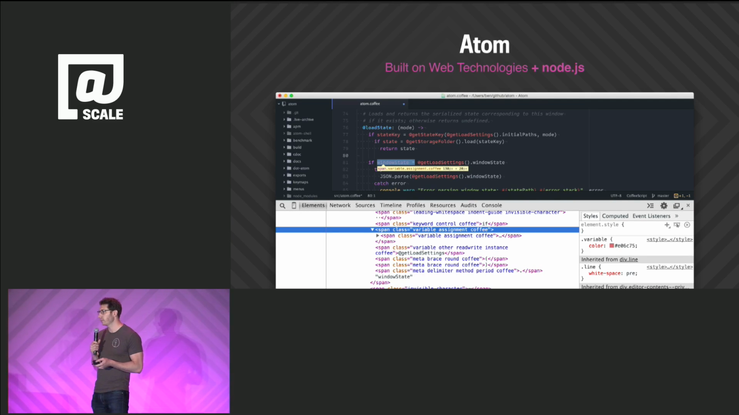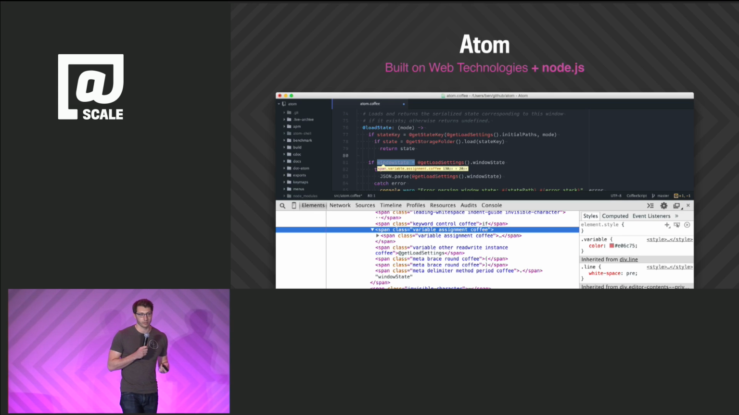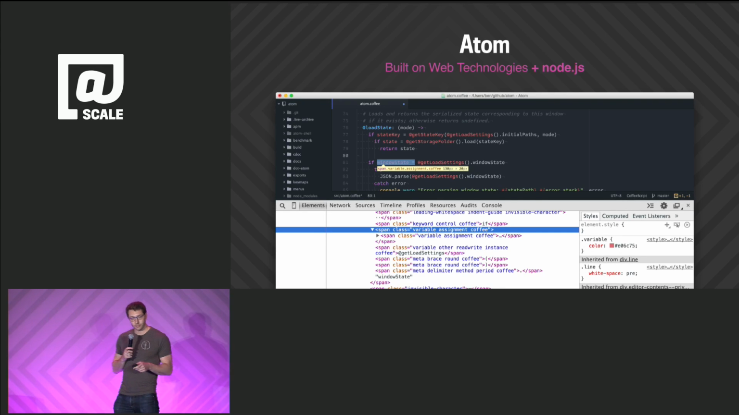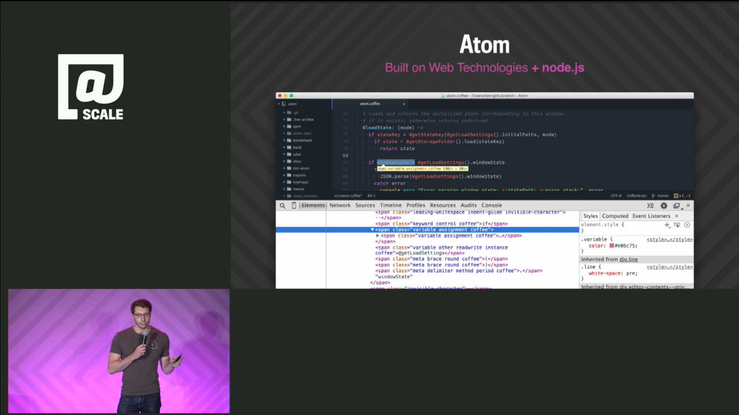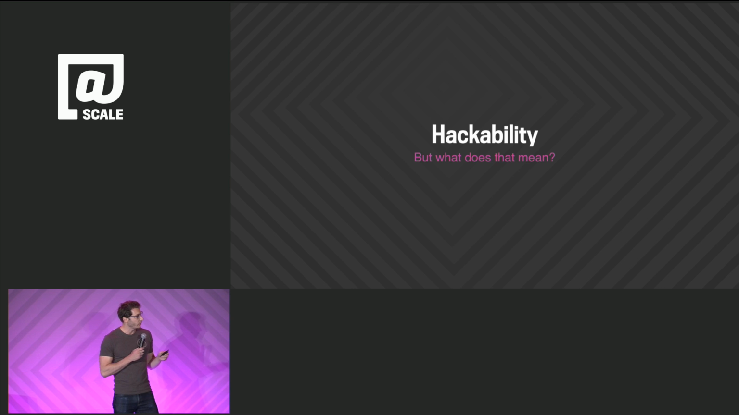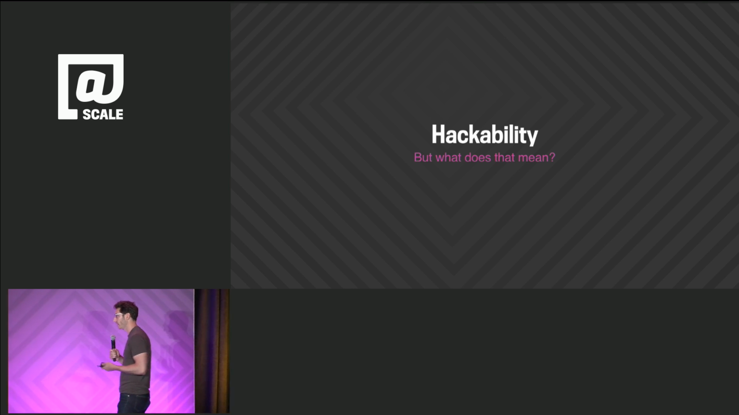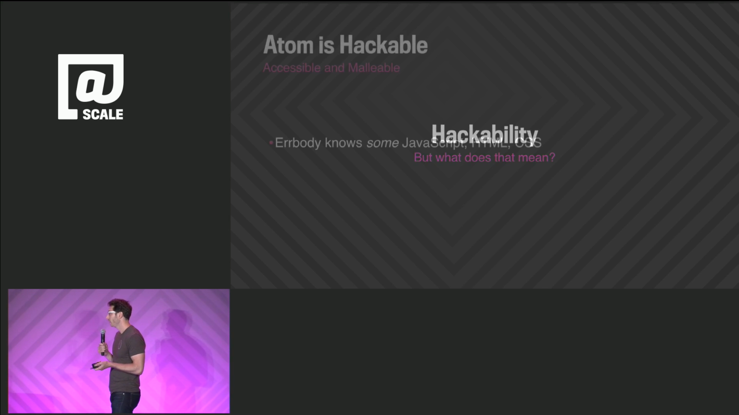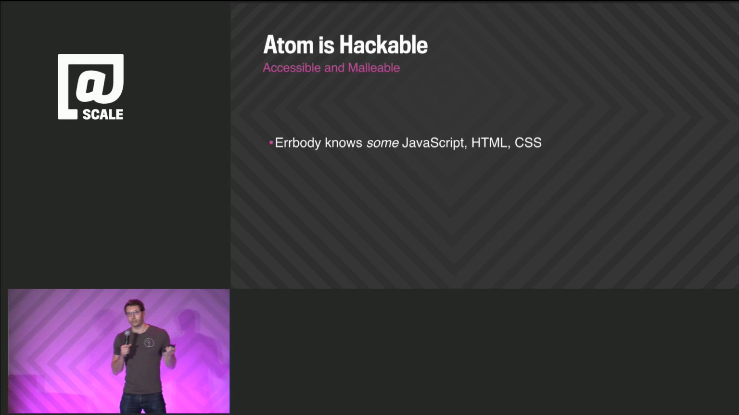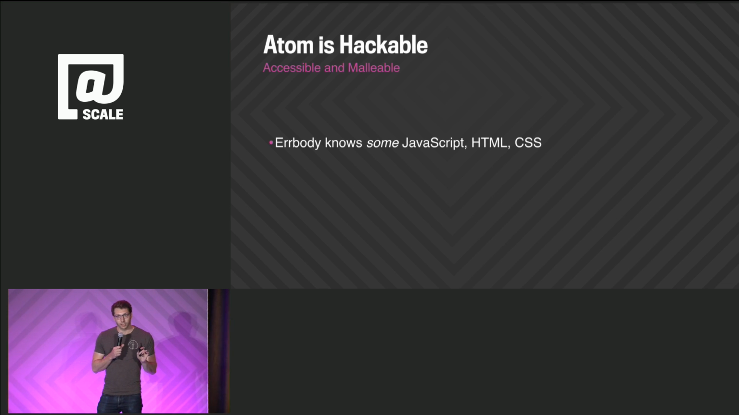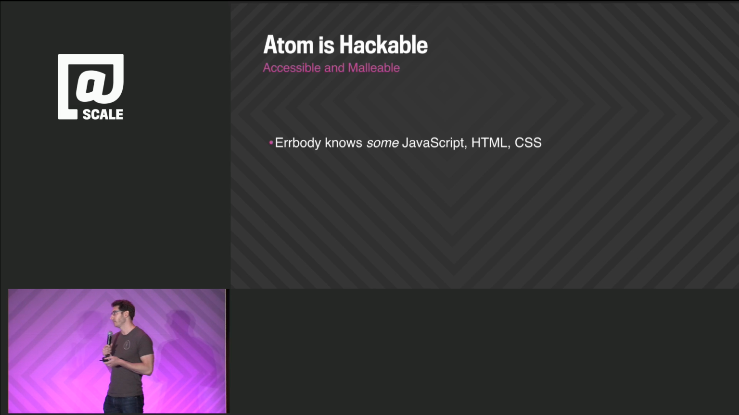With Node.js, we get a lot of power. We can interact with the file system, and we can load native modules and things like that. So by building on top of these two familiar technologies, we get hackability. What does hackability mean with Atom? What does it mean for Atom to be hackable? Everyone here knows JavaScript, HTML, and CSS, at least a little bit. And so all of you can extend Atom today.